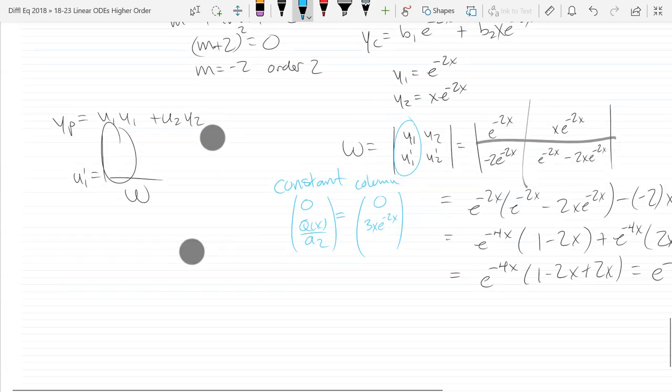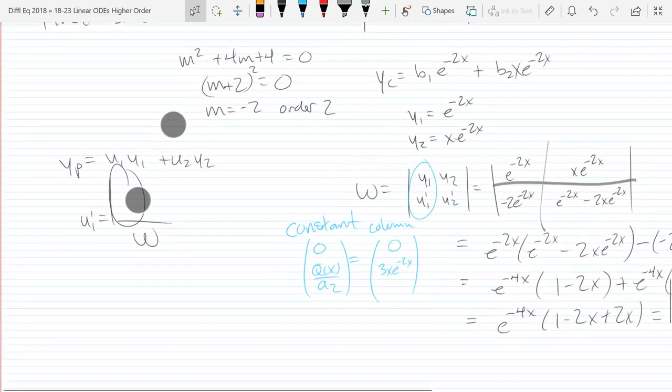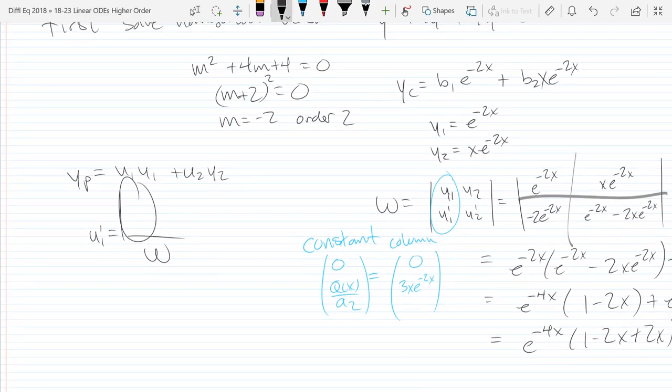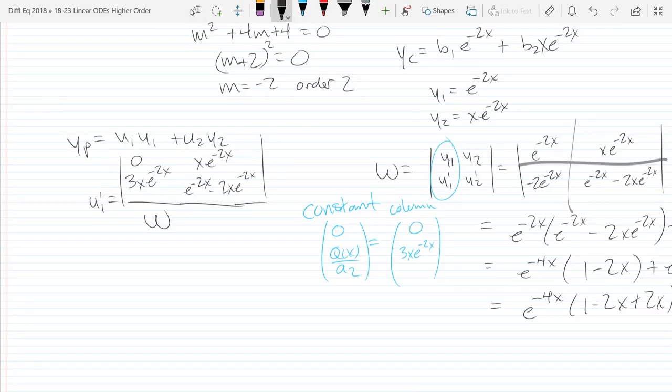So that column is going to get swapped out, the one we just wrote in blue right there. The second column is the same second column we had before: x e to the negative 2x and negative 2x e to the negative 2x. So W is just e to the minus 4x. We already computed that.